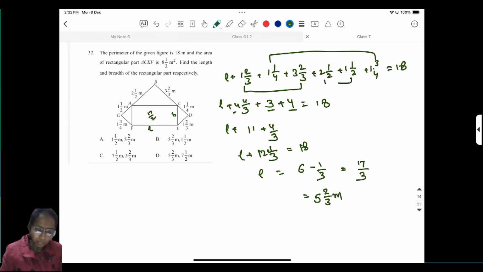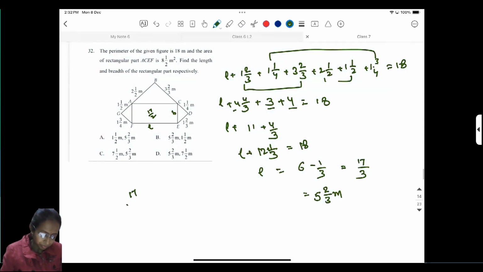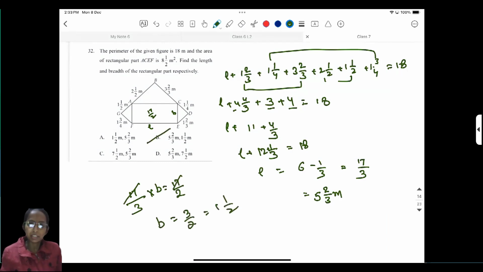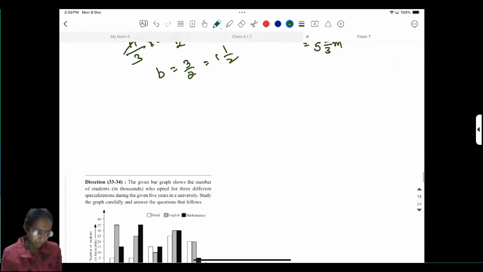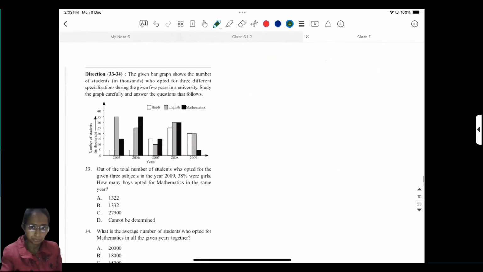Now the area of the rectangular part is 8.5. That means 17 by 3 into the breadth is equal to 17 by 2. 17 and 17 get cancelled out. So B is equal to 3 by 2. That is equal to 1 1 by 2. So B is my correct answer. Now the next one.